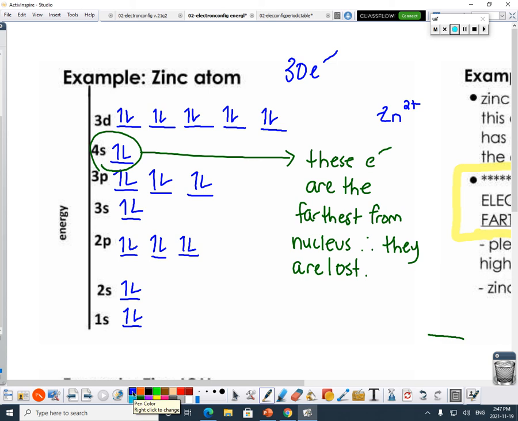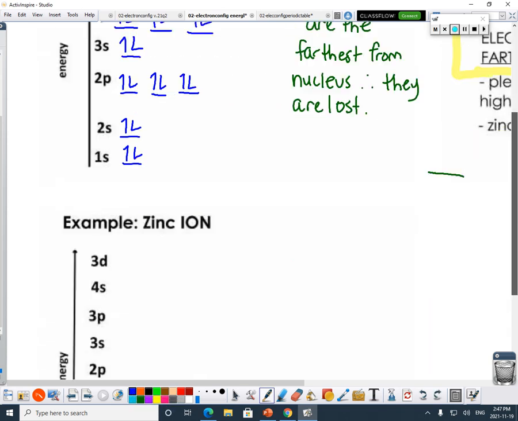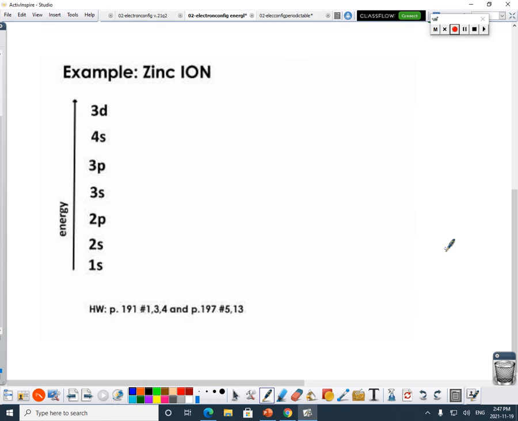Okay, so I'm going to draw the ion. Please, please, please, I know I said we would get to do work, but try some of this homework this weekend.